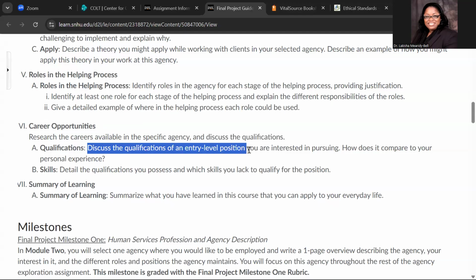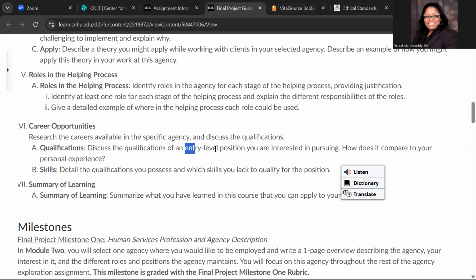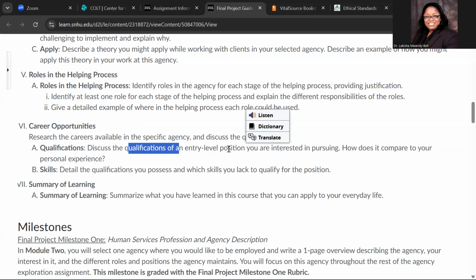Discuss qualifications of an entry-level position you're interested in pursuing, and how does it compare with your personal experience. So when you're looking at an entry-level position and the qualifications of it, it's going to be okay to go back to the agency that you selected and the position that you would like to work in, but also integrate that with page 4 on the different types of careers that fall under the human service profession. Because remember, not every position out there that provides services to clients is considered human services. Human services actually provides certain services to clients only. So that's why it's called human services.